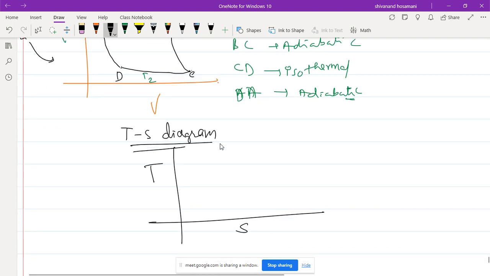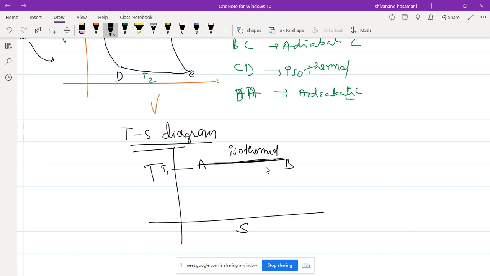Temperature constant means some temperature is constant. I can call this one like this, at a higher temperature. Let me call this T1 temperature. It's a constant, right? Then this is isothermal, so it is from A to B. That is the A to B diagram.